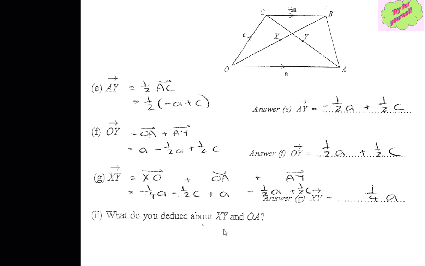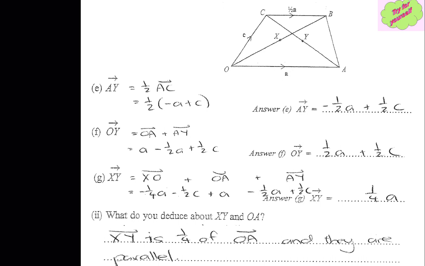So what did you deduce about XY and OA? XY is a quarter A, OA is A. So we deduce that they're parallel. XY and OA are parallel because they're scalar multiples of each other. XY is a quarter of OA, and they are parallel because they are scalar multiples of each other.